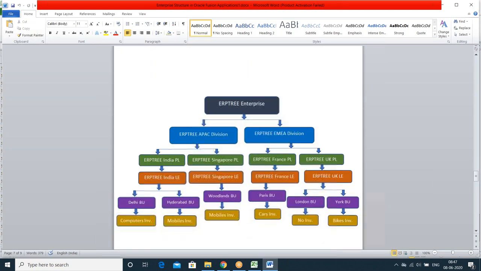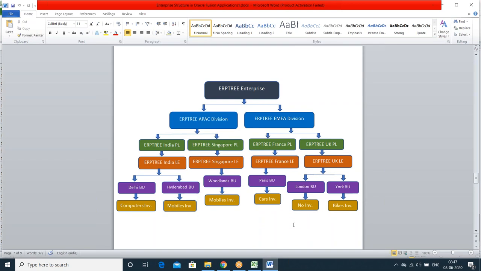And I take a different example here. The client is running the business in four countries. The countries are India, Singapore, France, and UK. In these four countries, the client is running the business. So the client is only one. That is the reason the enterprise is only one.